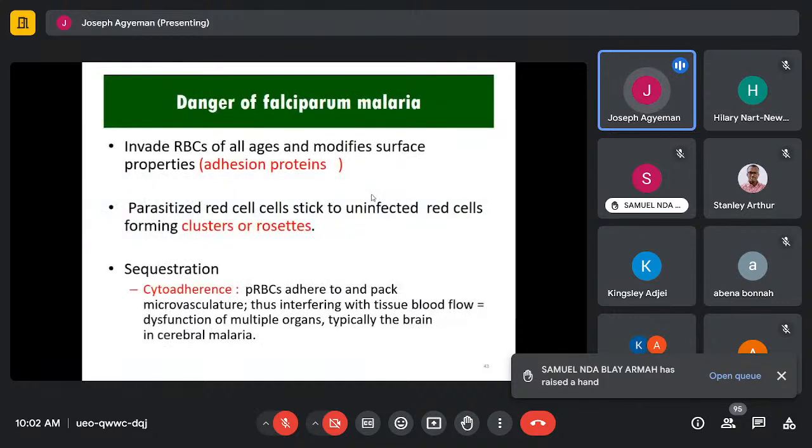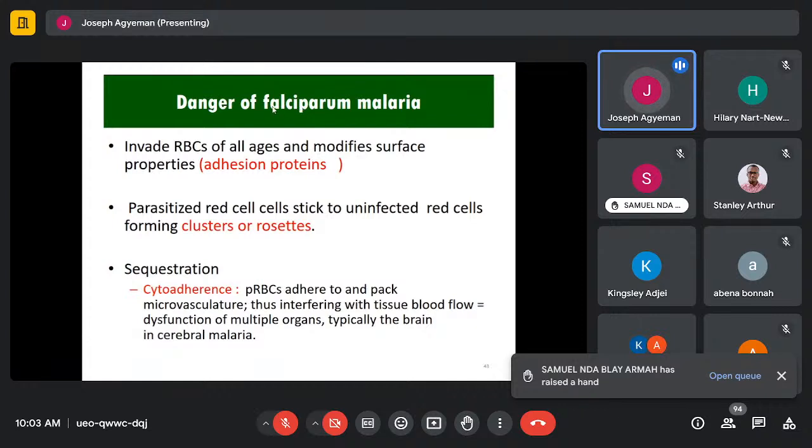So severe malaria, as the name suggests, is severe. Over here, we are talking about falciparum, not any other parasite species. P. falciparum, because it is only falciparum that has the virulence to be able to cause severe malaria. Example being cerebral malaria, which is very common in infants and other children.